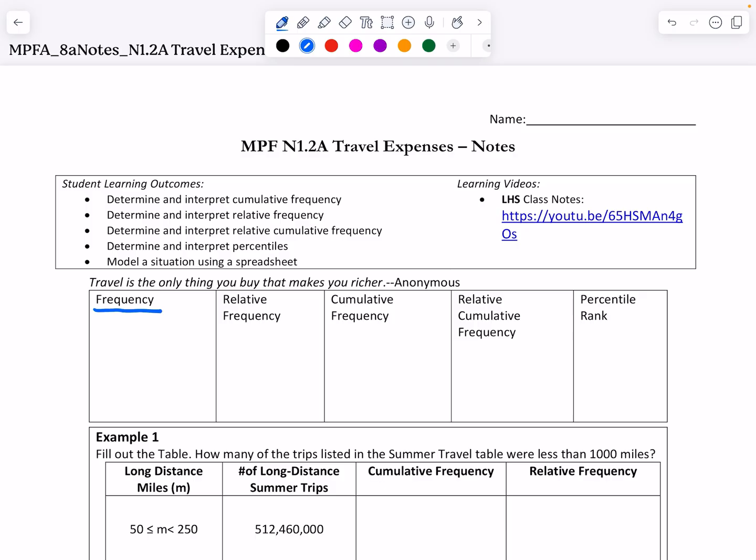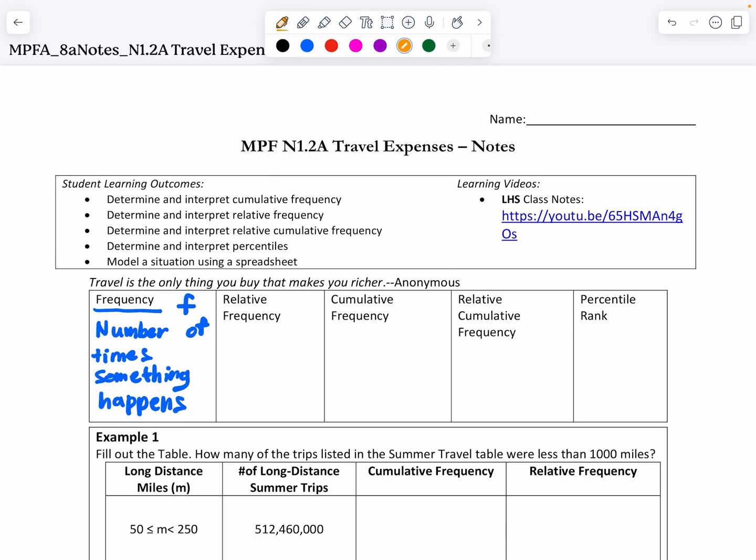So frequency, abbreviation for that is just going to be F. We'll call frequency F, and this is the number of times something happens. So frequency is just how frequent, how often that thing occurs.